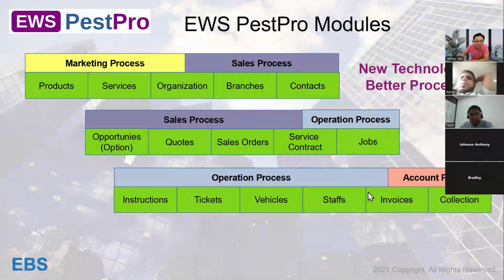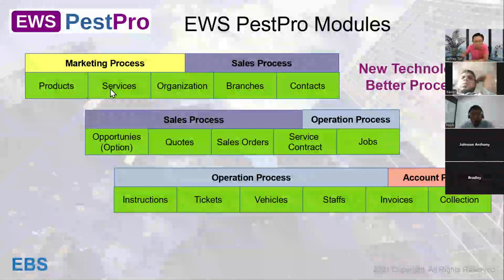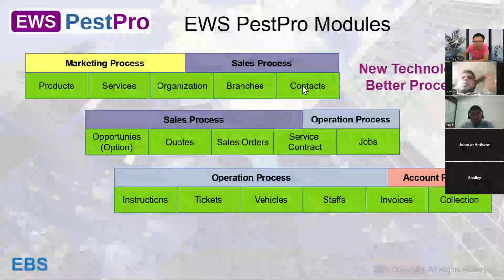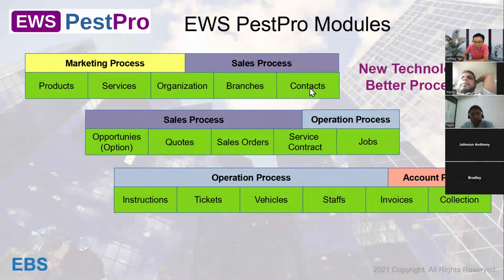And okay, this is a diagram to show the process of our system. You start from the marketing process. From here, you can key in the products and services that you provide into the system. After that, in the sales process, you can key in all the customers' contacts, like the person under the contact, the company name, the company address, all under the organization.